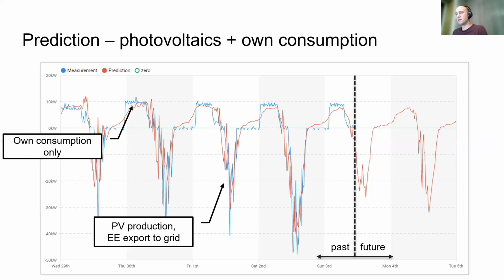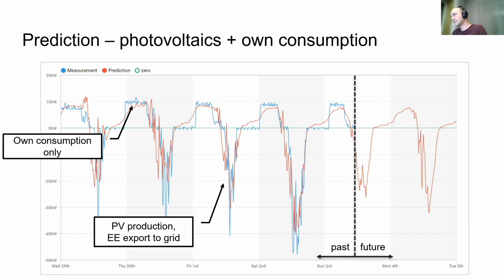First of all, renewables. Here is an example of a building that has some own consumption and PV panels on top, and the blue line is measurement, the red line is again prediction, and the positive values are consumption from the grid, while the negative values indicate the moments where the building is sending electrical energy into the grid. It's an ongoing project, so the prediction does not fit the measurement perfectly.